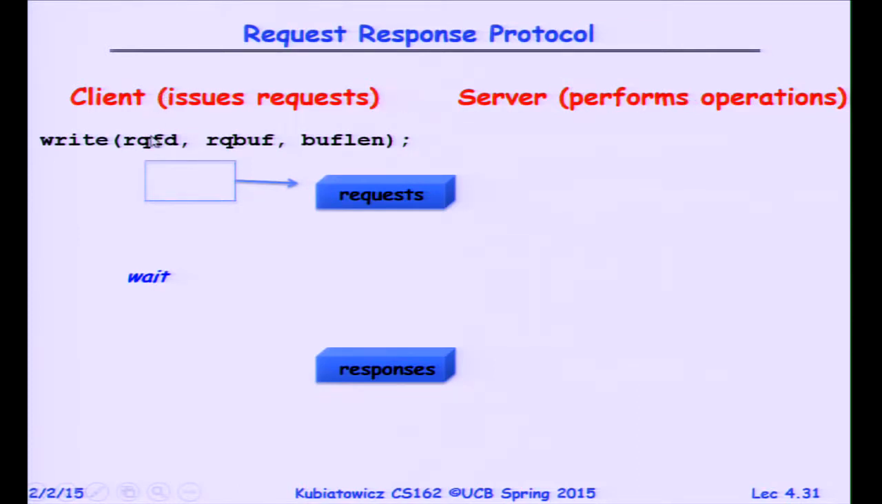So the client is going to want to do something like write a request as a buffer. It's going to go into some queue of requests, and then it's going to start waiting for the response. It may do that immediately by doing a read for the response. So I do a write, and then I do a read, and because there's no response yet, I'm going to go to sleep. It's a very common paradigm: I do a write for the request, and I go to sleep waiting for the response.